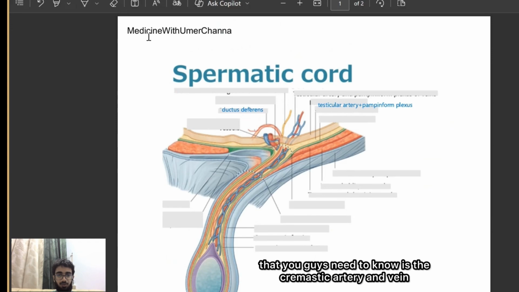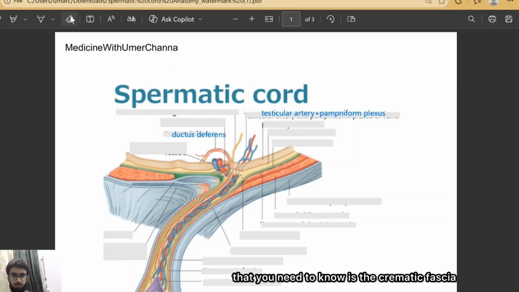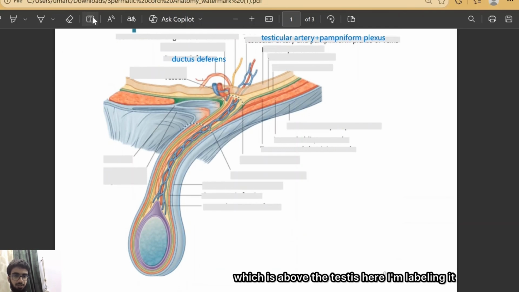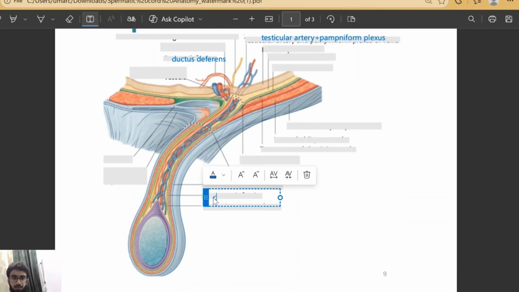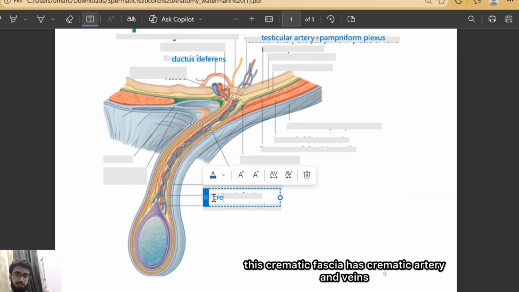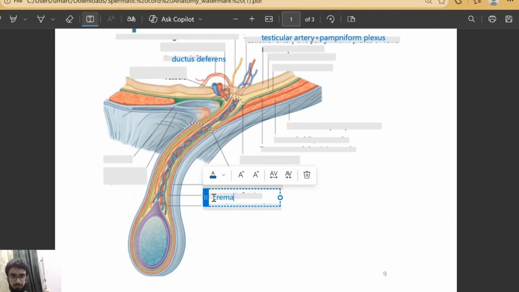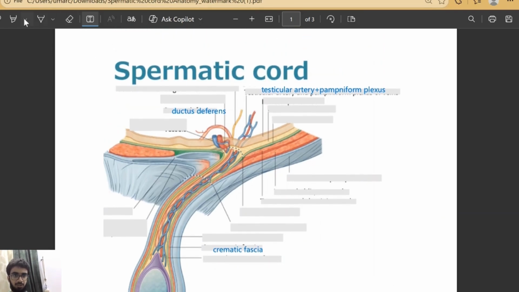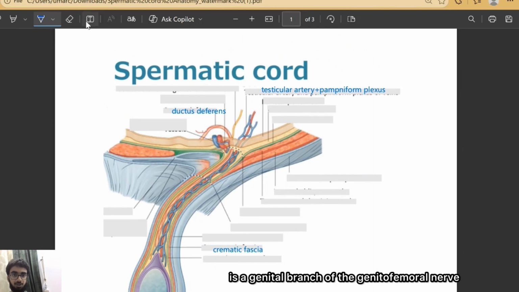The next structure that you need to know is the cremasteric fascia, which is above the testis. Here I'm labeling it. This cremasteric fascia has the cremasteric artery and veins. So it is a sheet which has the cremasteric artery and veins, and this yellow part you can see is the genitofemoral nerve. So this is the genital branch of the genitofemoral nerve.